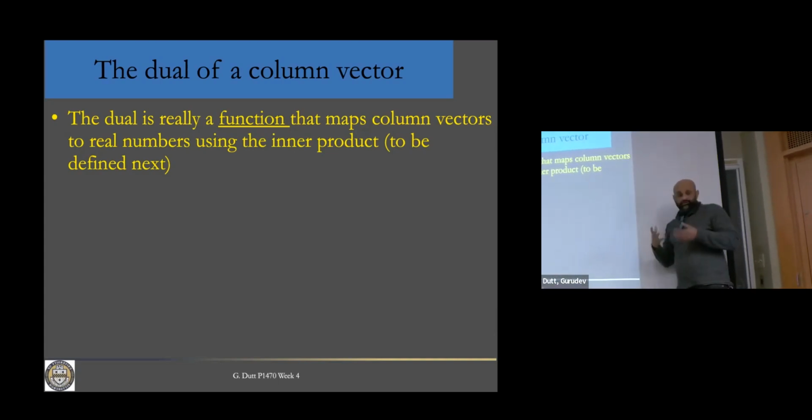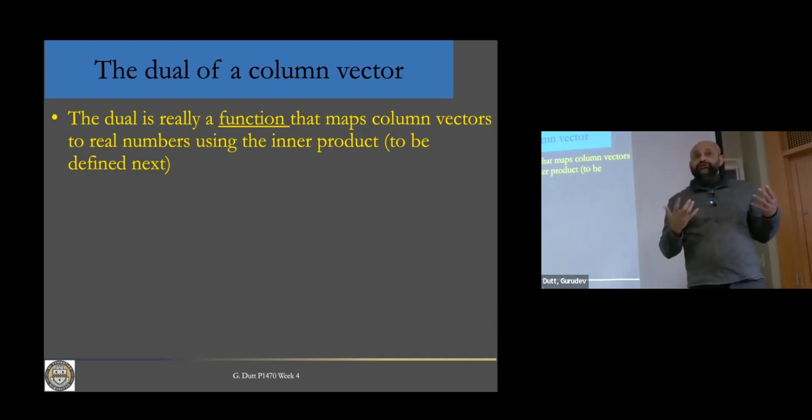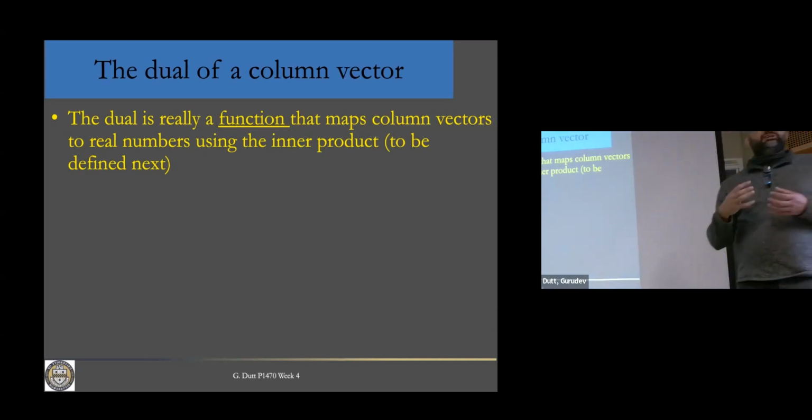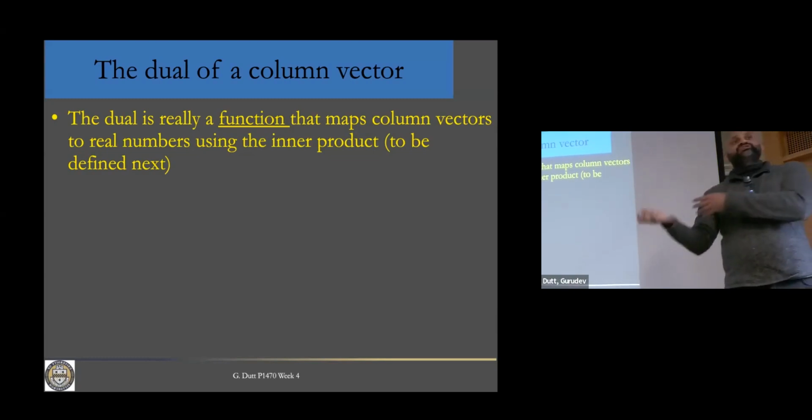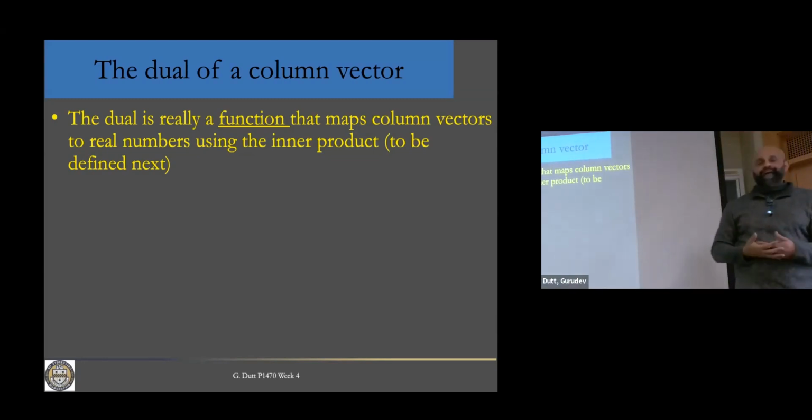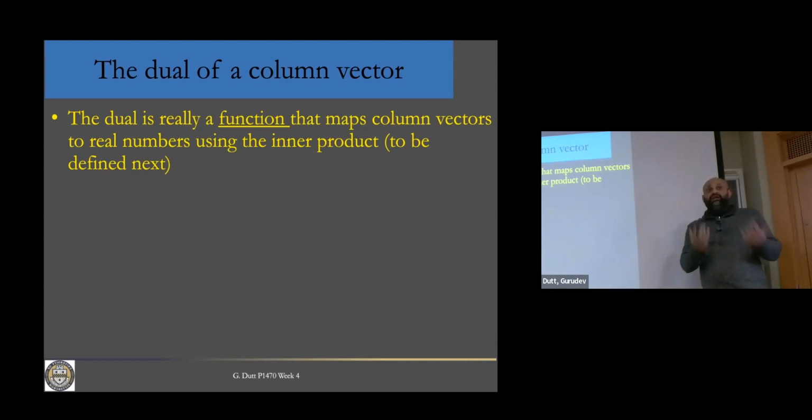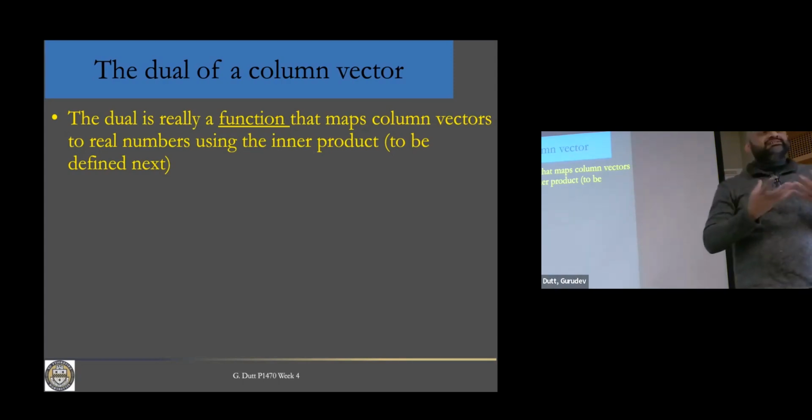The dual you should think of as simply a function. It takes a column vector and maps it to a real number, a real number that we can measure. And that is really what the dual vector is there for.